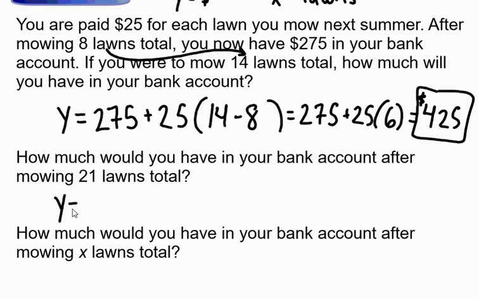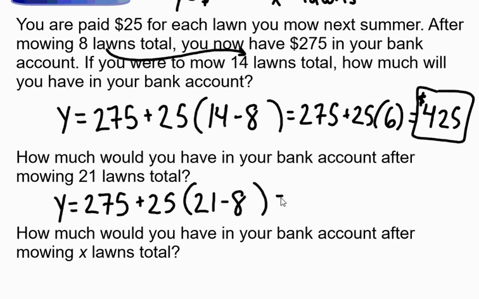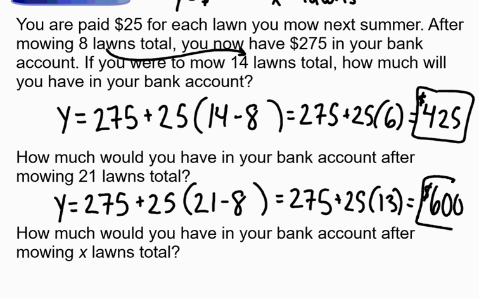So I would say at some point in time, I know I had $275, and I get $25 for every extra lawn that I mow. How many extra lawns do I need to be paid for? Well, that 275 was after I'd mowed 8, so I need to be paid for 21 minus 8, which would be 13 extra lawns. So 275 plus 25 times 13 gives me $600 is how much I would have in total after doing 21 lawns in total.